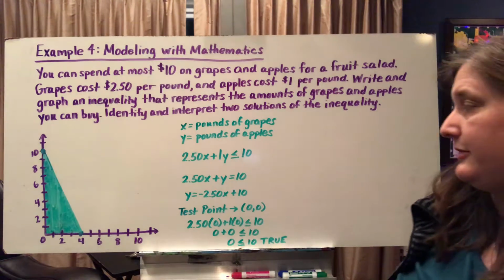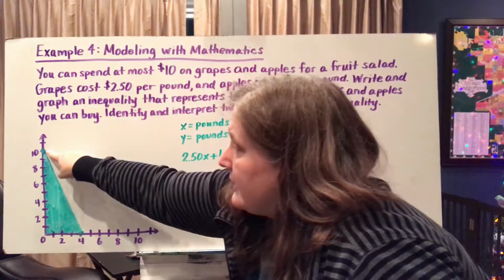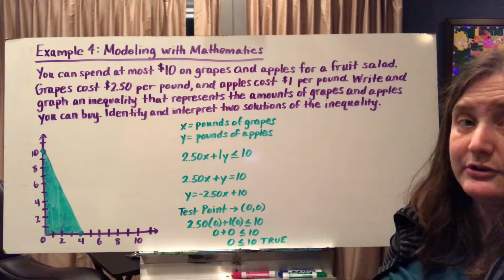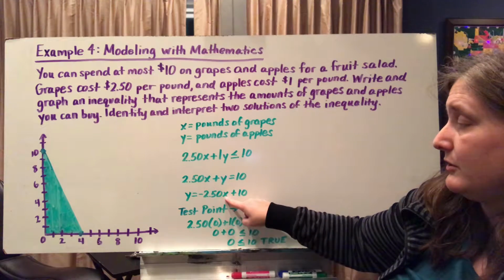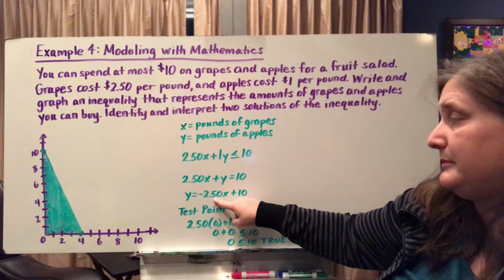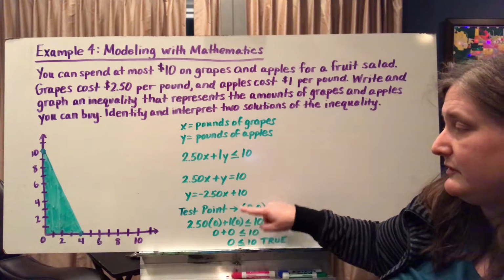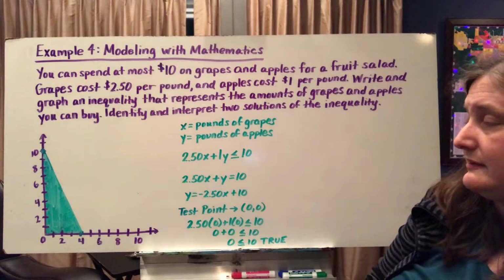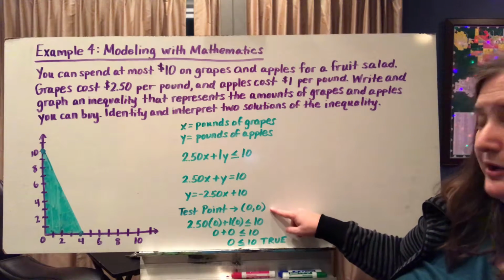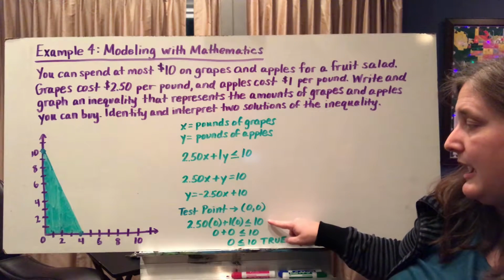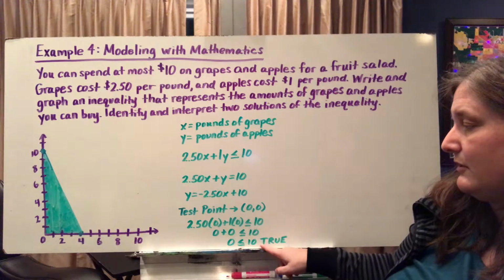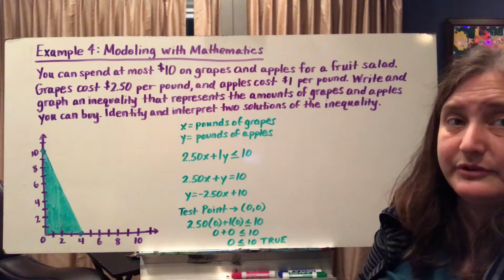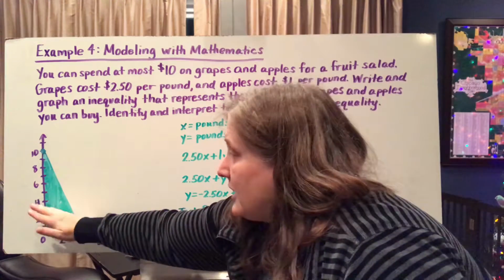So I started with my y-intercept. And then I actually knew that my x-intercept here was going to be 4, because 4 times negative 2.50 would be negative 10, plus 10 was 0. So I also graphed 4, 0. I connected them. And then I tried a test point, my favorite one, 0, 0. I plugged it in, and I got 0 is less than or equal to 10, which is true. So everything on the 0, 0 side was shaded.